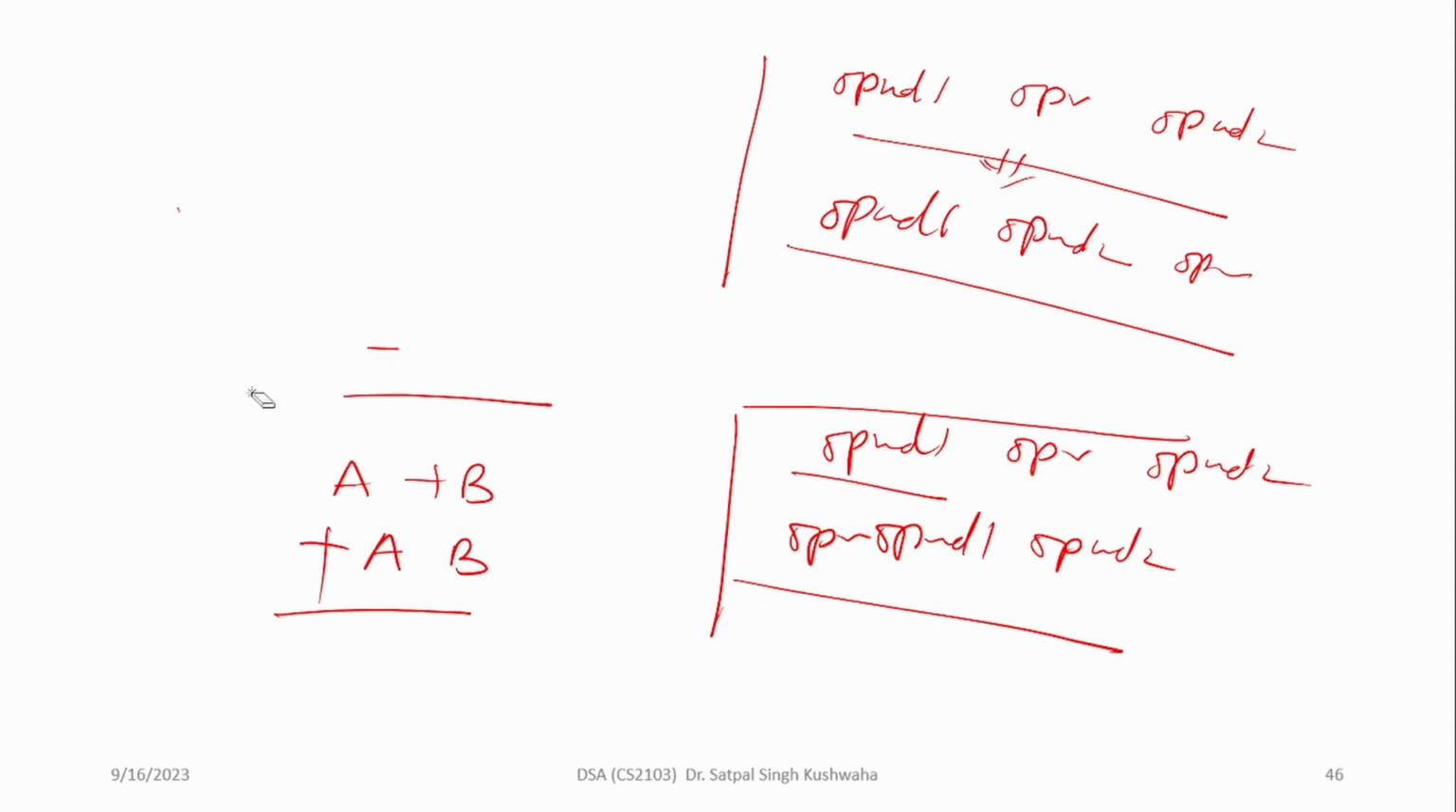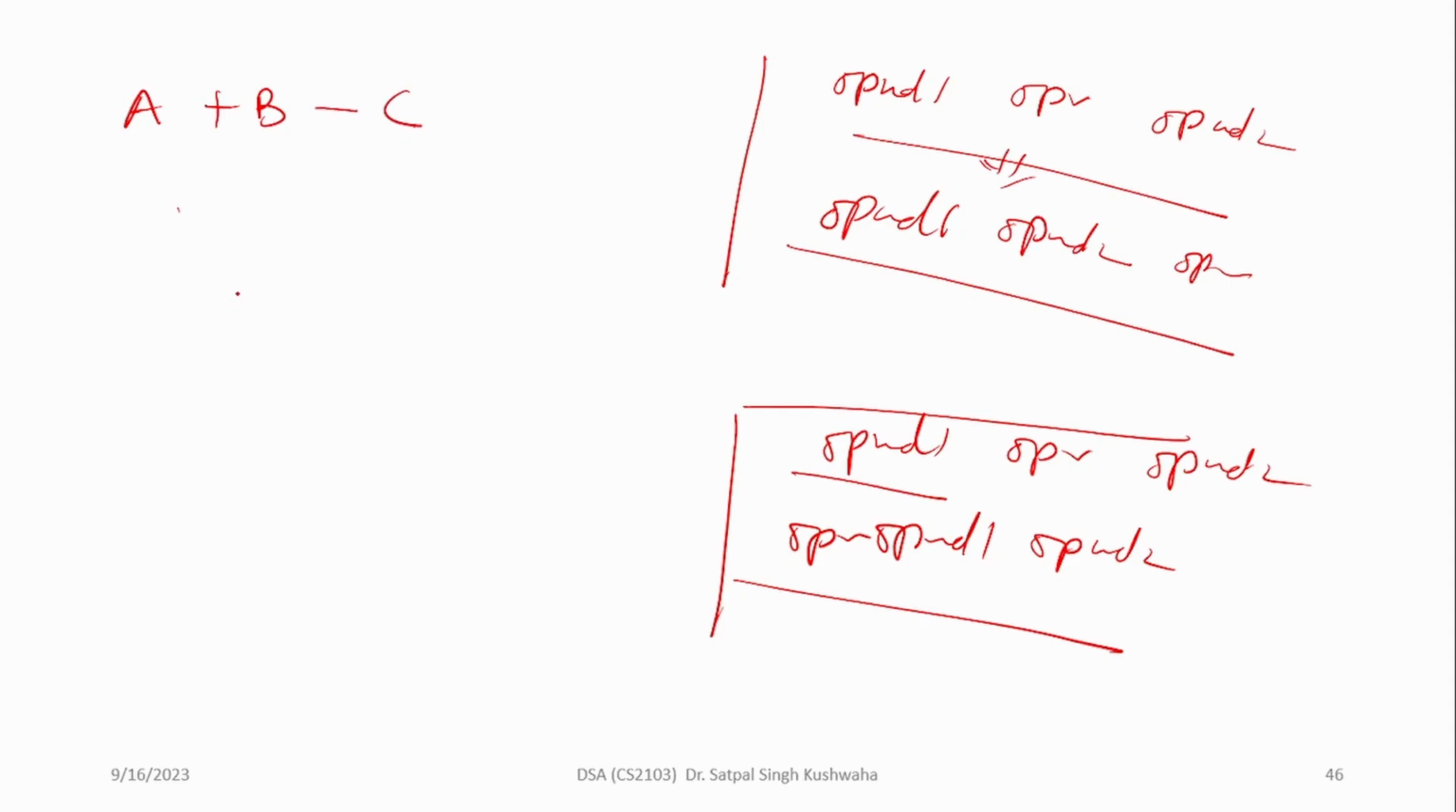Okay, so the whole scenario can be clear to you all. Suppose I have the expression A plus B minus C, and I want to convert it into the postfix form. We have three operands here and two operators, so I need to check the precedence.